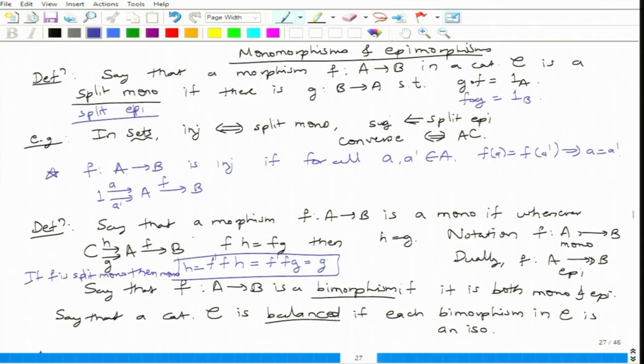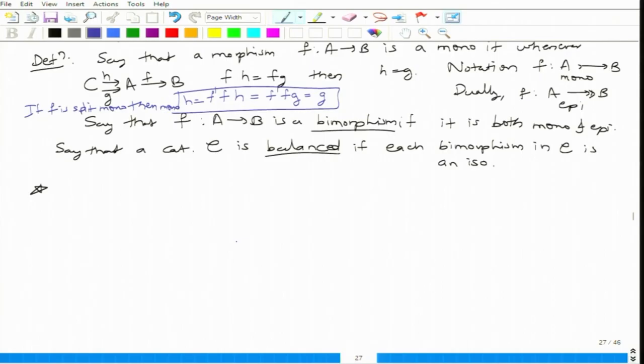Split mono is actually a very strong property. So strong that it is preserved by every functor. Every functor will preserve split monomorphisms and split epimorphisms. In different categories you need different types of monomorphisms and epimorphisms. Right now you have seen two different things, but there are also regular monomorphisms and regular epimorphisms, then strong monomorphism, strong epimorphism. There is a wide variety of such things, and we'll encounter them as we progress in the course, along with the interrelations between them. They are all interesting topics.